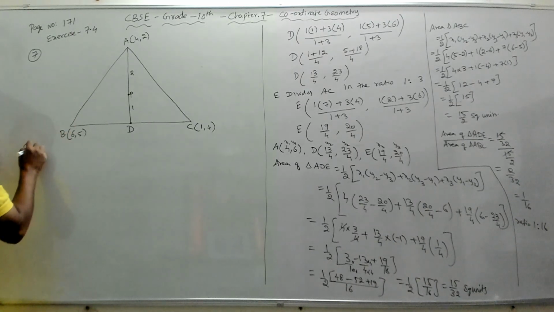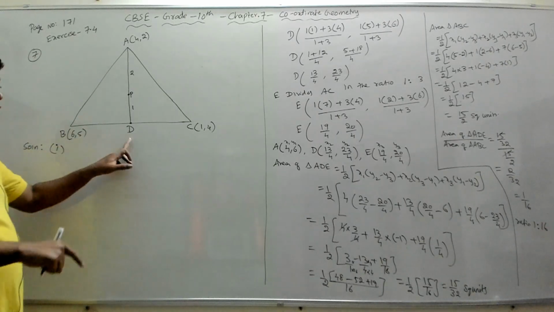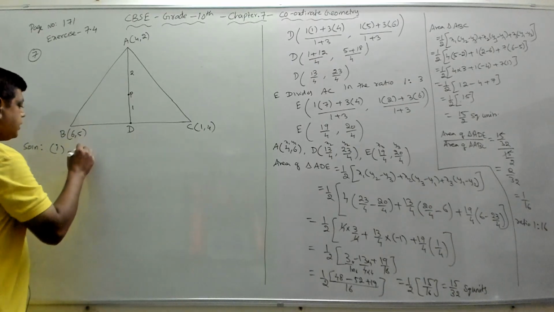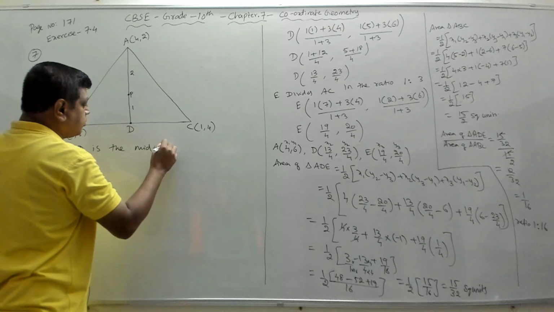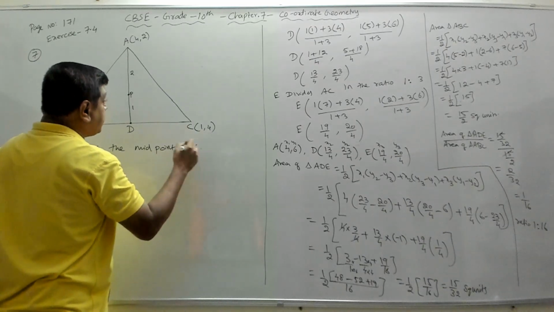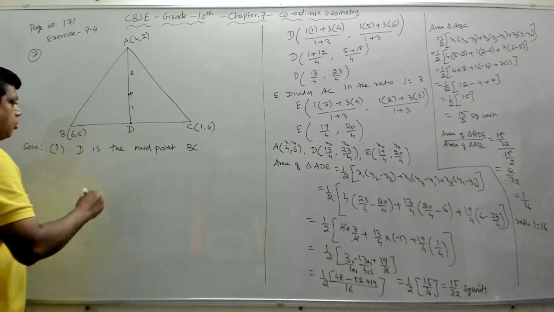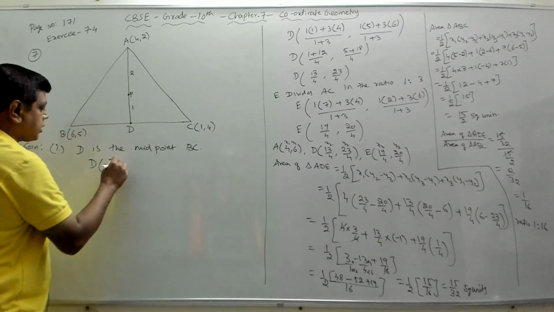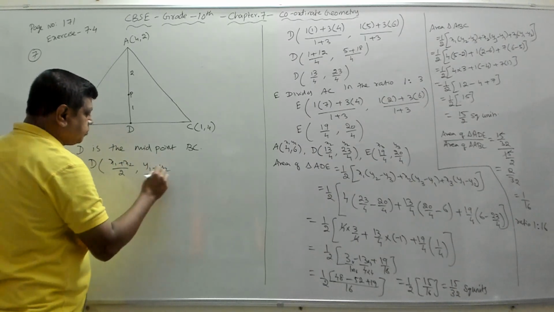So we'll go one by one. The solution is, we'll answer the first part of the 7th one. The first question is we should find the coordinates of point D. D is the midpoint of BC because AD is the median. When AD is the median, D is the midpoint of BC. So what is the midpoint formula? The coordinates of D will be ((x1 plus x2) by 2, (y1 plus y2) by 2).